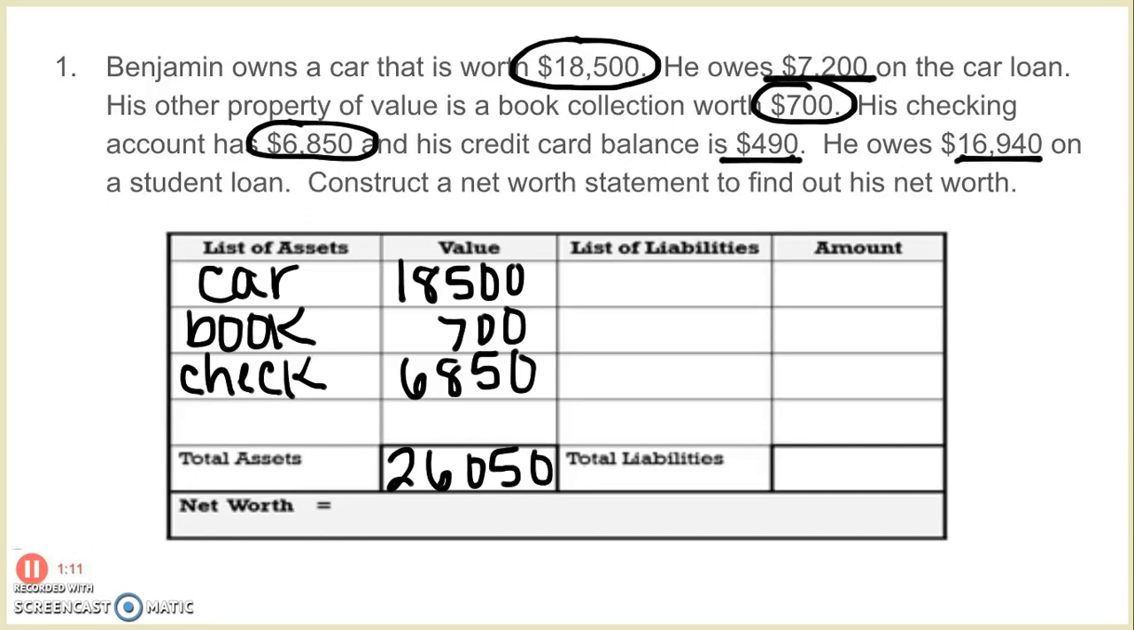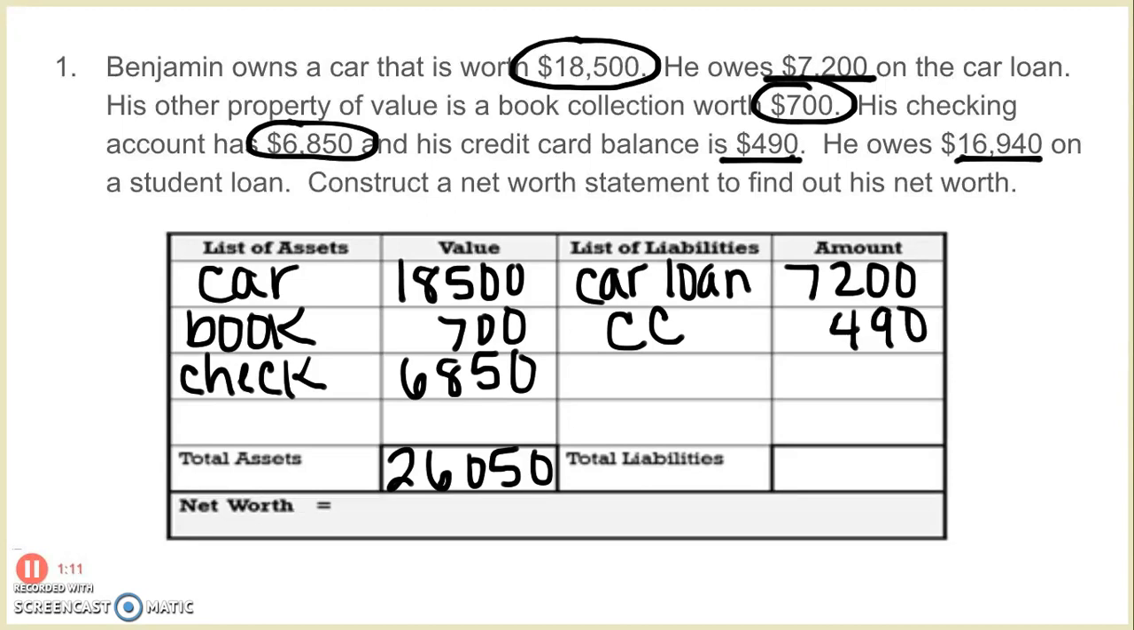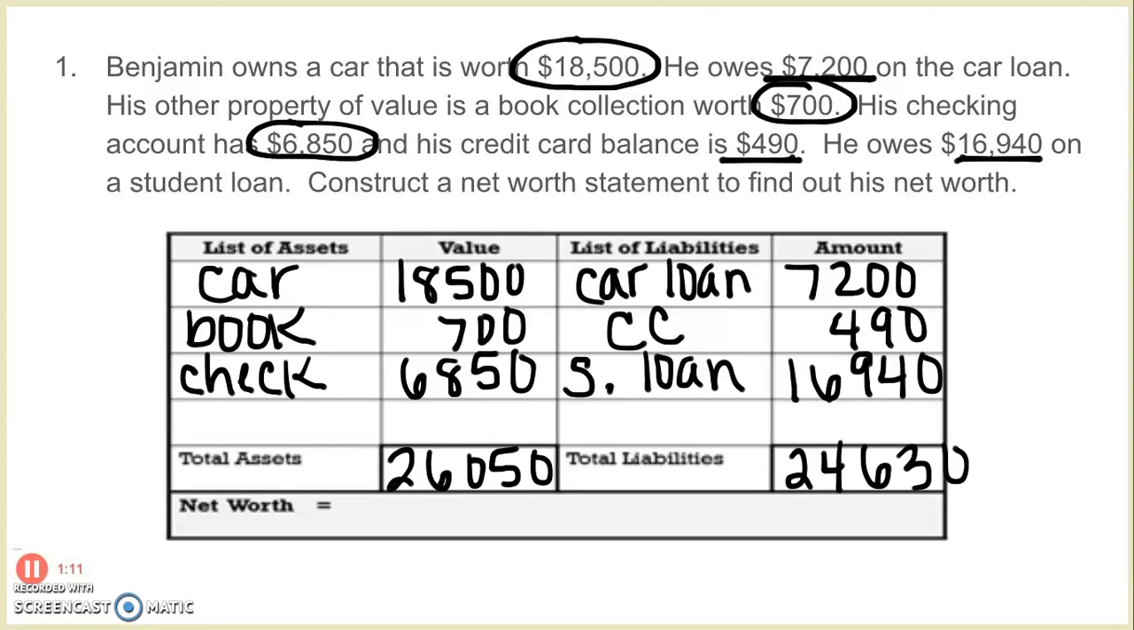All right, let's move on to our liabilities. Let's list them out. Our car loan, $7,200. We also had our credit card. I'm just going to put CC, $490. And student loan, I'm just going to put S loan, $16,940. Go ahead and add up your liabilities. So you should have got $24,630 there.